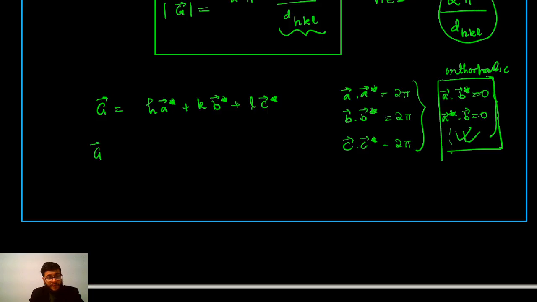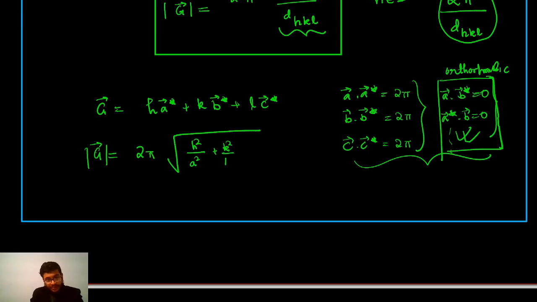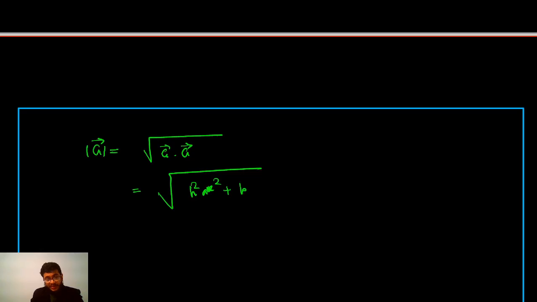So for an orthorhombic unit cell, the G vector will have a modulus of 2 pi root of h square by a square plus k square by b square plus l square by c square. This is simple algebra, so we can work it out a little bit. It is given by G dot G, and if you do G dot G, what you get is h square A star square plus k square B star square plus l square C star square.